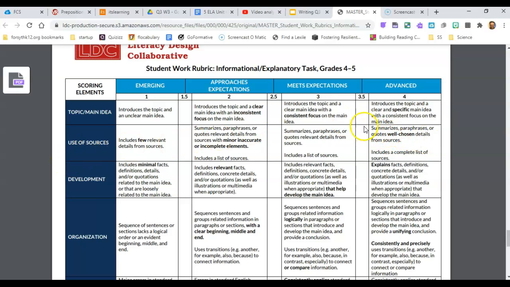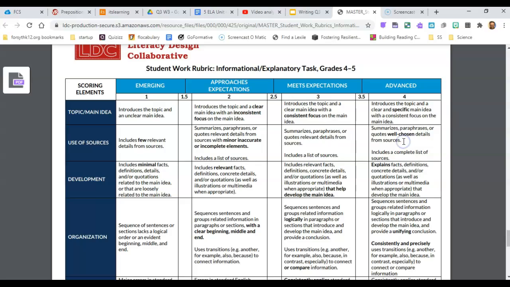Use of sources, if you look here, summarizes, paraphrases, or quotes well-chosen details from sources and includes a complete list of sources. So if you've done your job, you've done your slides where you list your sources, you followed the lesson where I tell you the breakdown of specifically how to list out your sources, the author, the publisher, the page numbers, all that information. If it's a database like Mayan, Epic, Social Studies Weekly, if it's a book, follow those lessons.